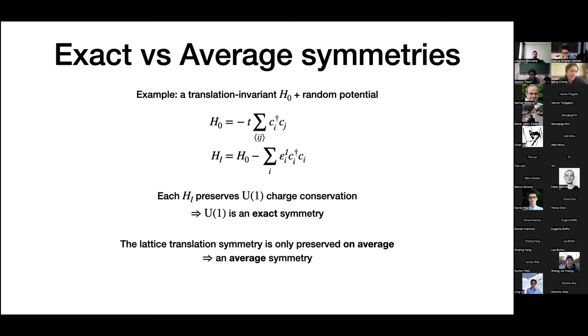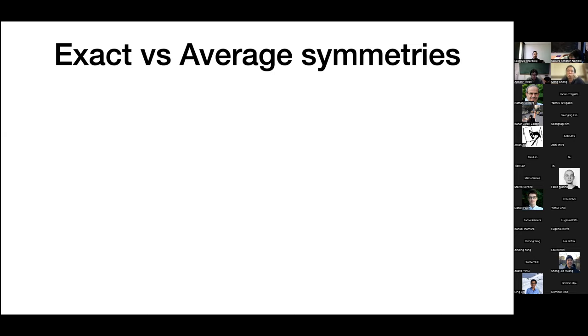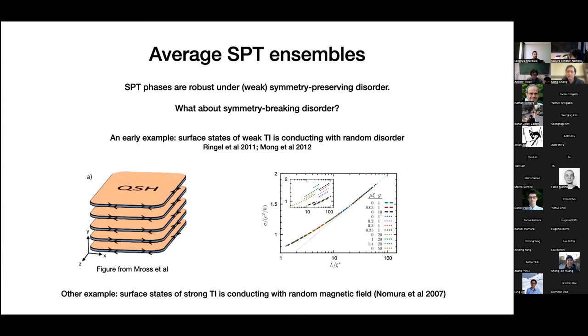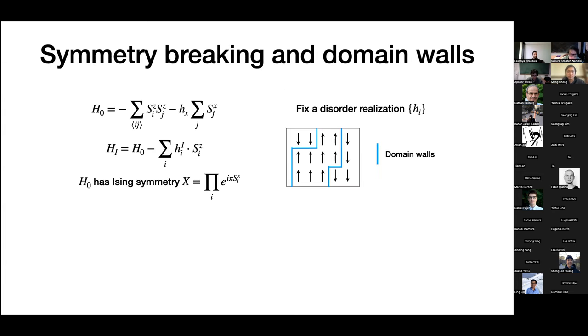So the problem now is, what sort of phases of matter can we define with both exact and average symmetry? I guess I'll make it very short. Just want to flesh out the key picture that we use to classify these phases of matter. So for the ensembles, the idea is that once you have these average symmetries, the symmetry is literally broken for each individual state. Okay.